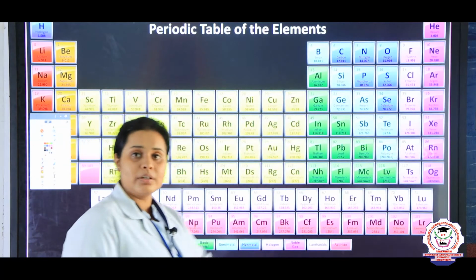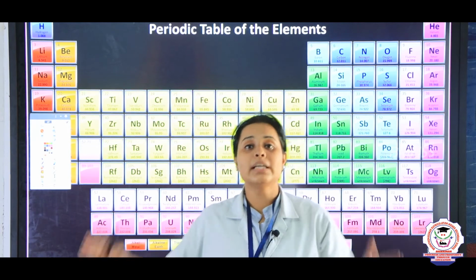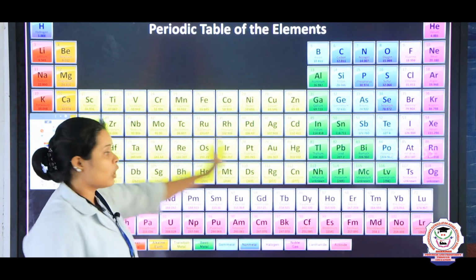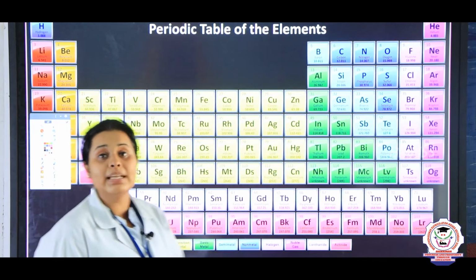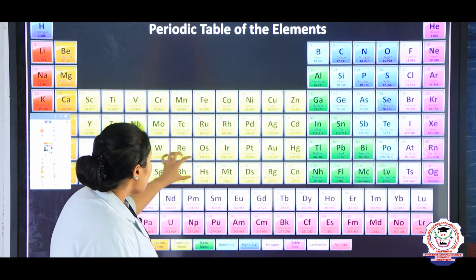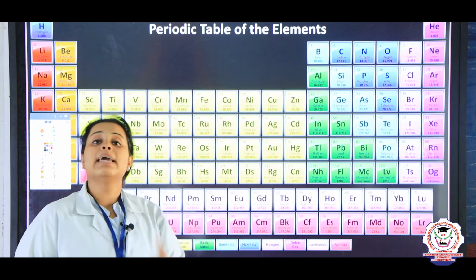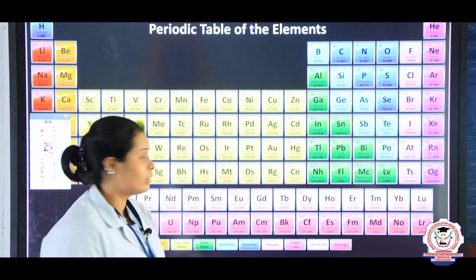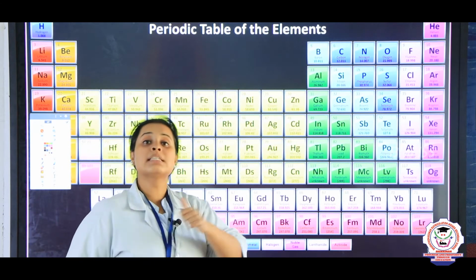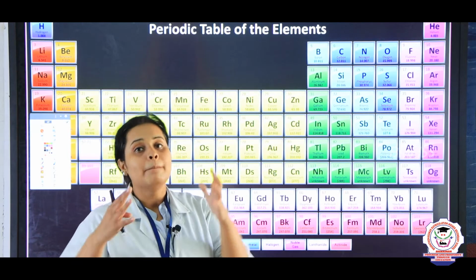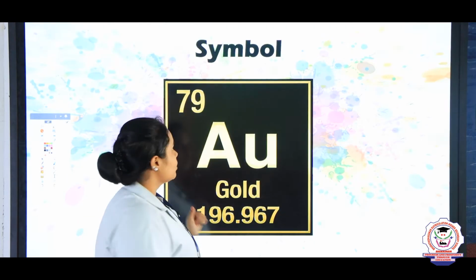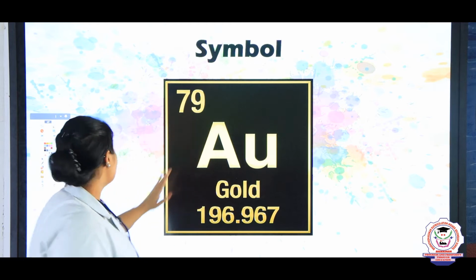Yes. So children, this is known as a periodic table. In this periodic table there are totally 118 elements, and all these alphabets or small letters which you are seeing are known as elements. These are the symbols of an element. Okay? So children, let's see first what is a symbol.